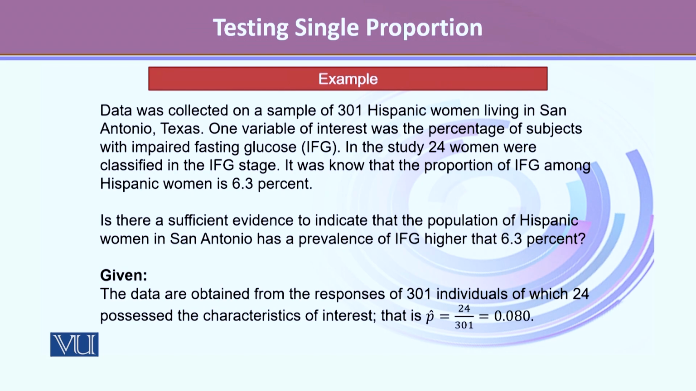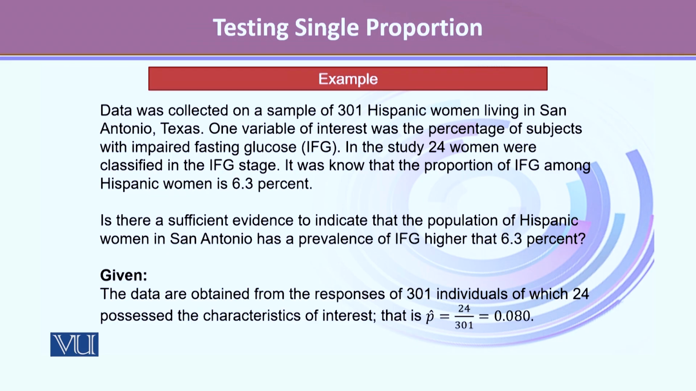Let's take an example where we have collected data on a sample of 301 Hispanic women living in San Antonio, Texas. One variable of interest was the percentage of subjects with impaired fasting glucose, denoted by IFG. In the study, 24 women were classified in the IFG stage. It was known that the proportion of IFG among Hispanic women is 6.3%. So our question of interest is: is there sufficient evidence to indicate that the population of Hispanic women in San Antonio has a prevalence of IFG higher than 6.3%?